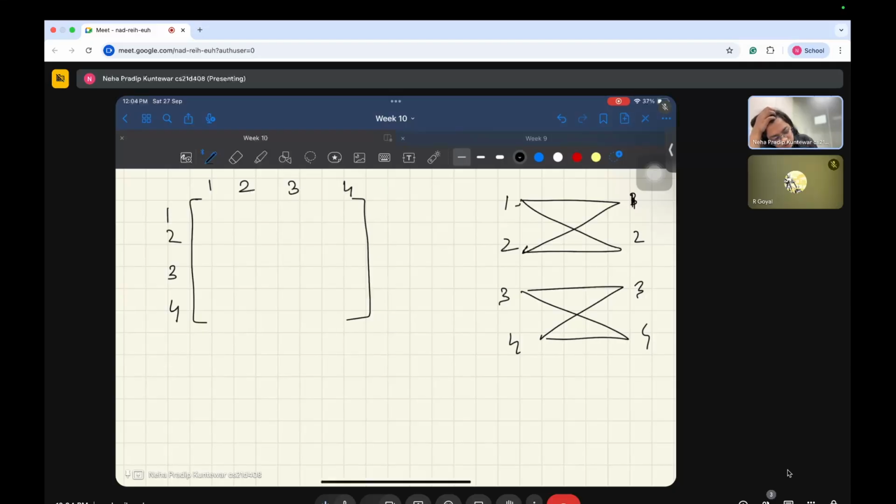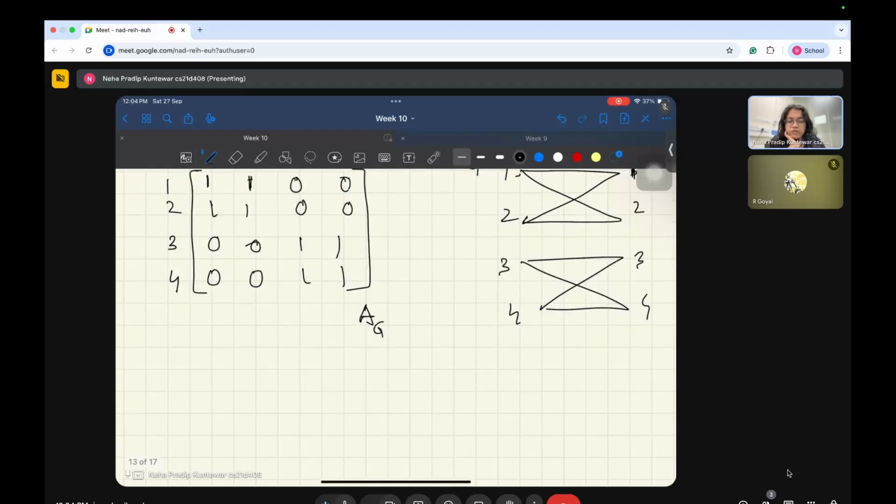Okay, so if there's an edge from 1 to 1, then write a 1. Then 1 to 2 is an edge, 1 to 3 no. Similarly 1 1 0 0 0 0 0 0 1 1 1 1. Okay, this is the adjacency matrix for the graph G.